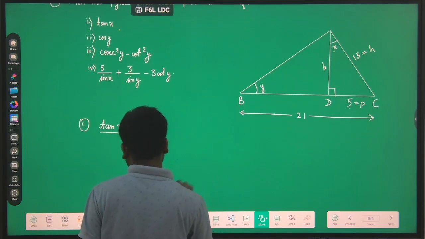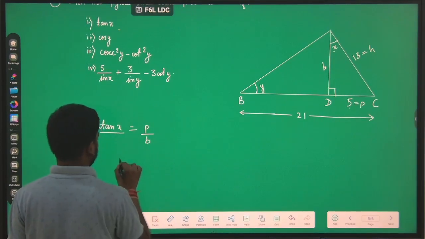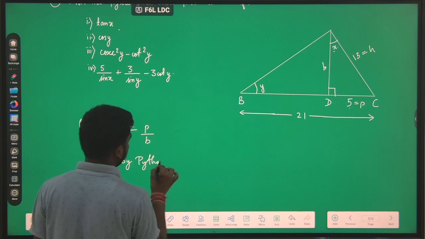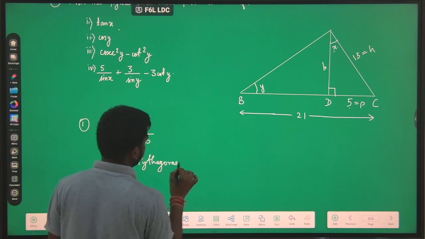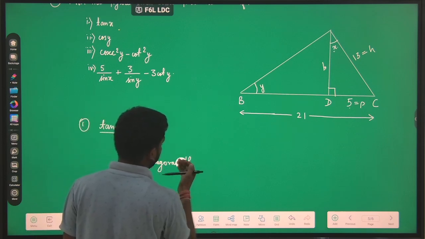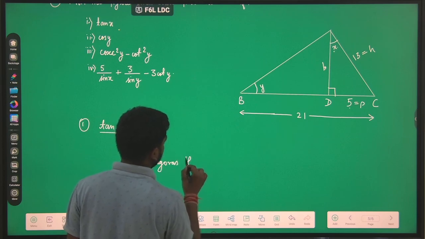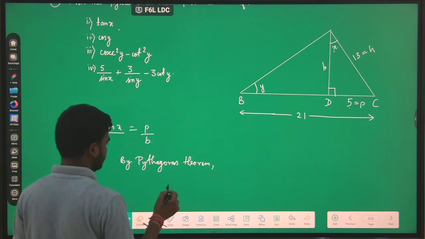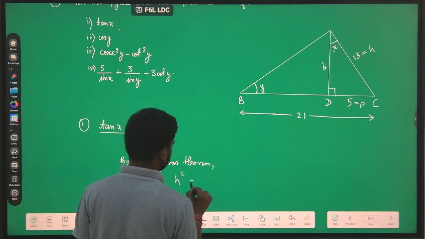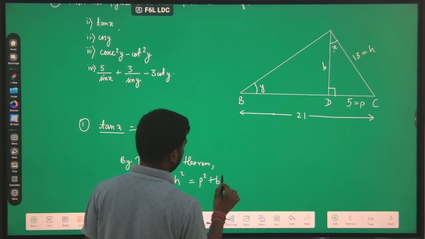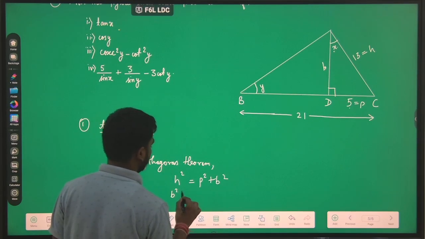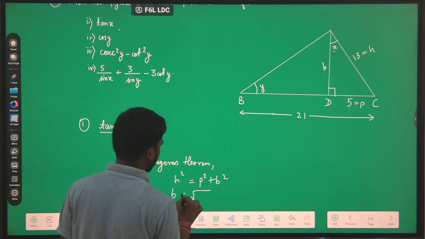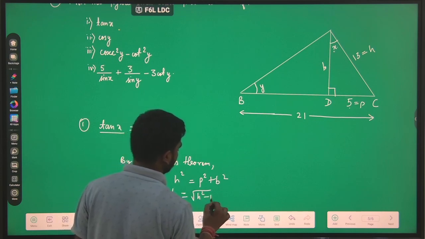By Pythagoras theorem, h square is equal to p square plus b square. We are going to find out the value of b square. So b will be equal to root over h square minus p square.